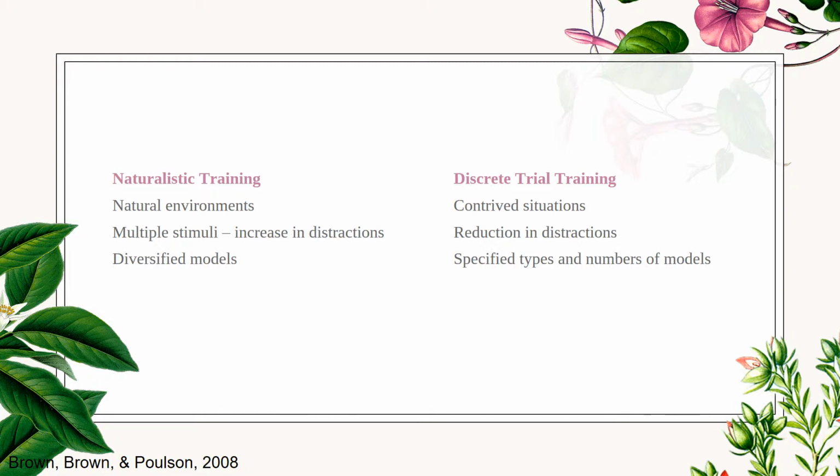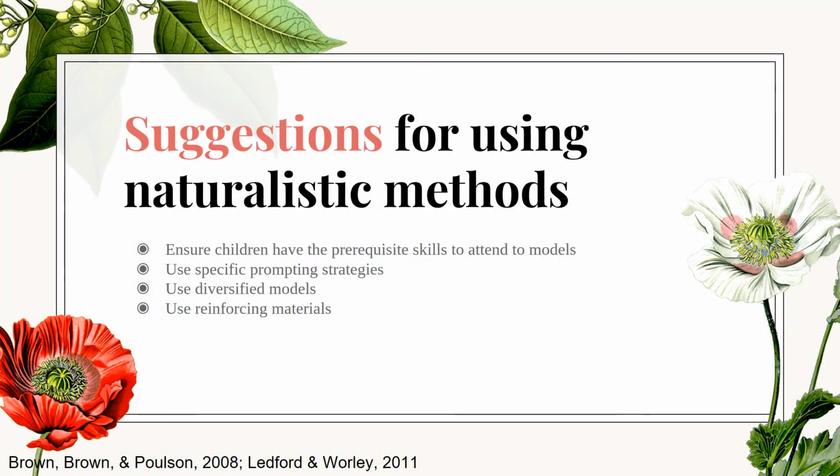Whereas in discrete trial training, there are very specified types and numbers of models. "Raise your hand," says the adult who's raising their hand. The child knows that they are supposed to be looking at that adult and doing what the adult is doing. Like I said, a lot of researchers lean towards that naturalistic method.